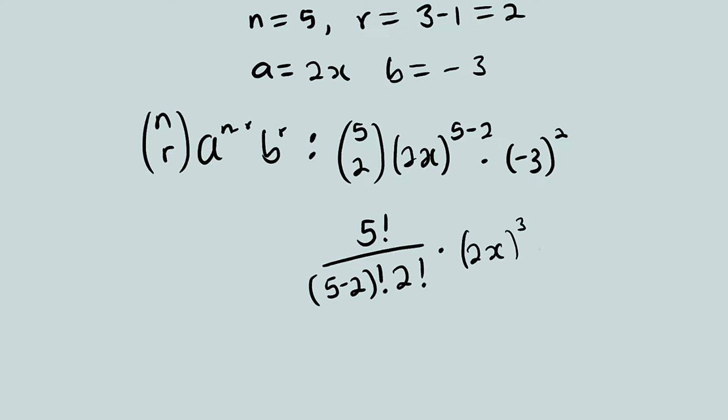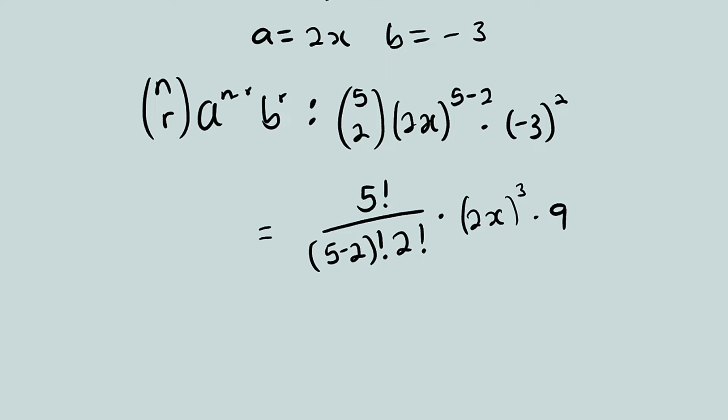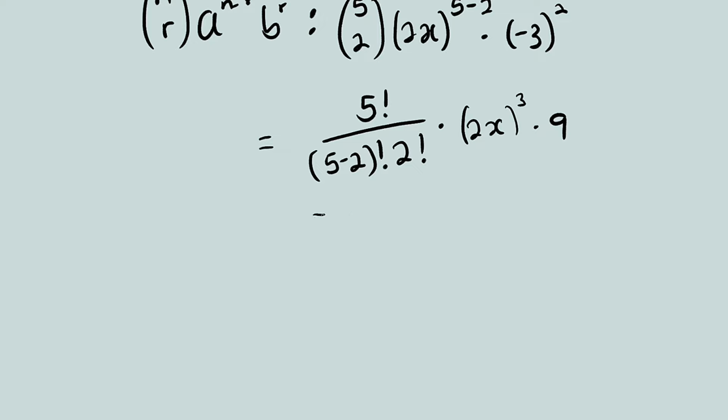Then -3 squared is 9. Let us further break it down. This is 5 factorial divided by 5 minus 2, which is 3 factorial, then 2 factorial, multiplied by 2 to the power of 3, which is 8, x to the power of 3 is x cubed, then multiplied by 9.